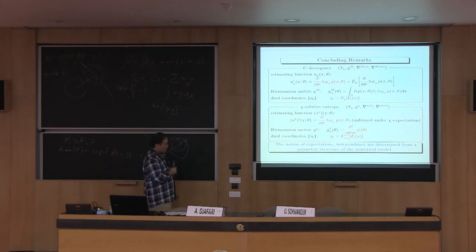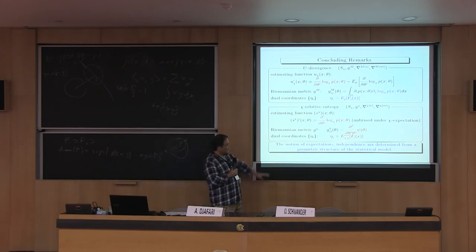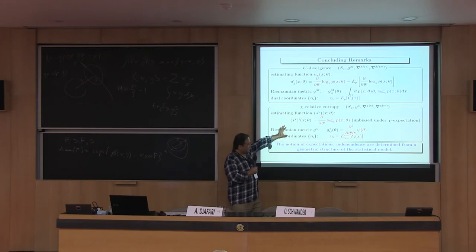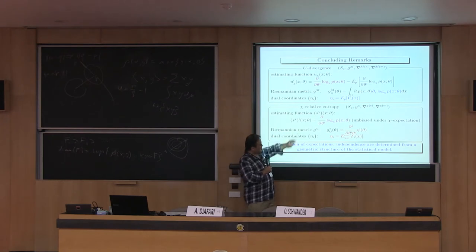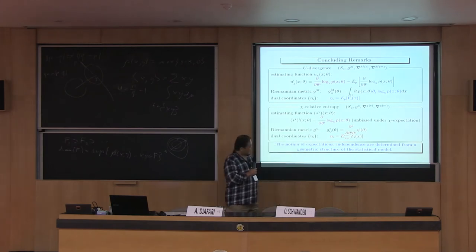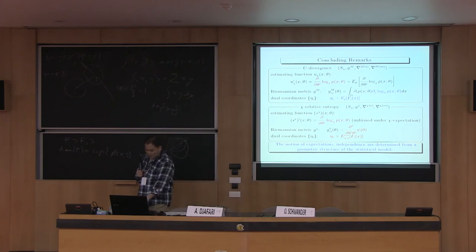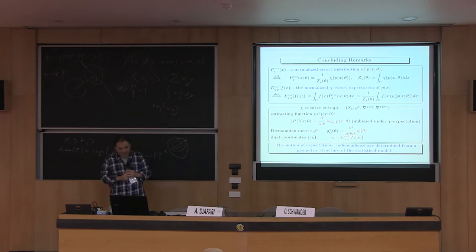So these are concluding remarks. Today, we talked about deformed expectation and deformed independence. In this case, the geometry structure can be written like this. But if we consider standard expectation and standard independence, in that case, it is known as U geometry in information geometry. Okay, that's all. Thank you for your attention.